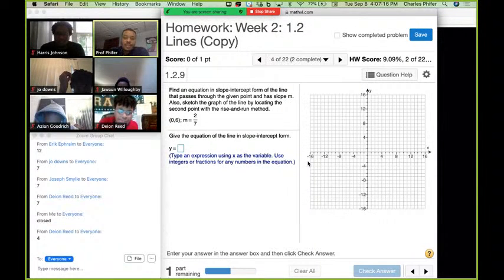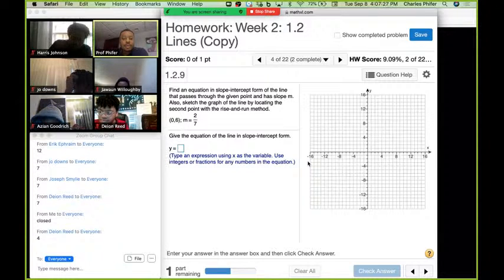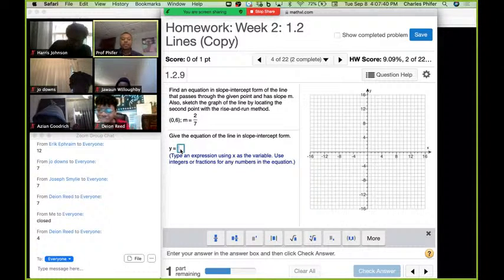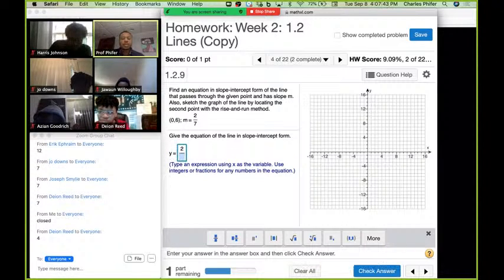Okay, let's see. This one says, find an equation in slope-intercept form of the line that passes through the point and has this slope. Also sketch the graph by locating the second point with the rise and run method. So what is that? A y-intercept of 6 and a slope? Since it gives us the y-intercept, that's our b, and we have our m, so there's nothing to calculate. The equation of the line is going to be 2 over 7 x plus 6. That's it.